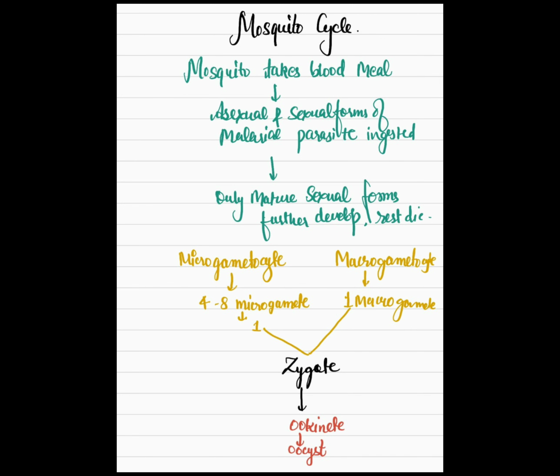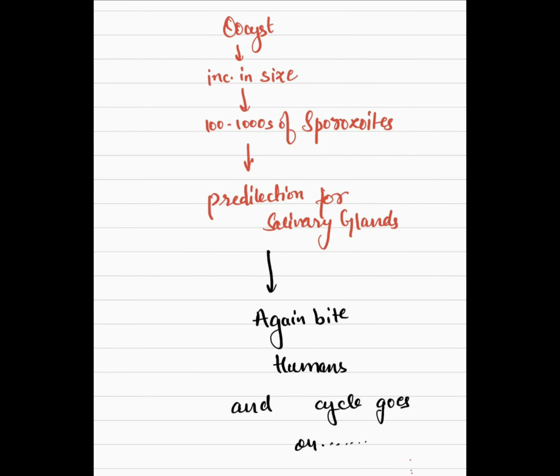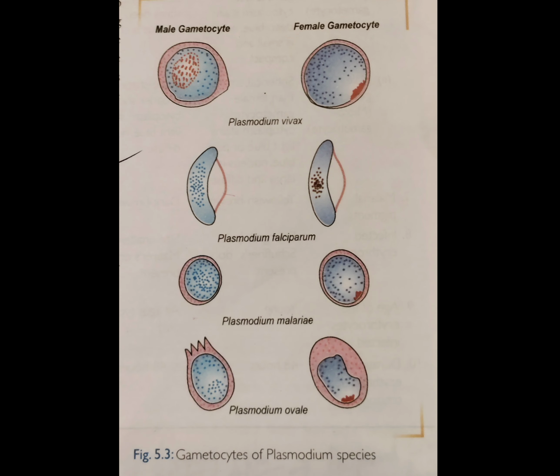So the oocyst will increase in size and form hundreds and thousands of sporozoites. Sporozoites will be distributed in the body cavity of the mosquito, and as they have more predilection for salivary glands, they will be deposited there. With the bite of the mosquito, these sporozoites will enter again into man and the cycle will go on. So here is a picture of different gametocytes of vivax, falciparum, malariae, and ovale.